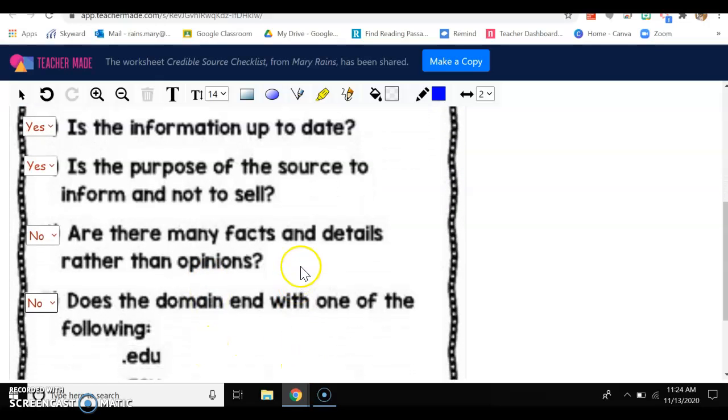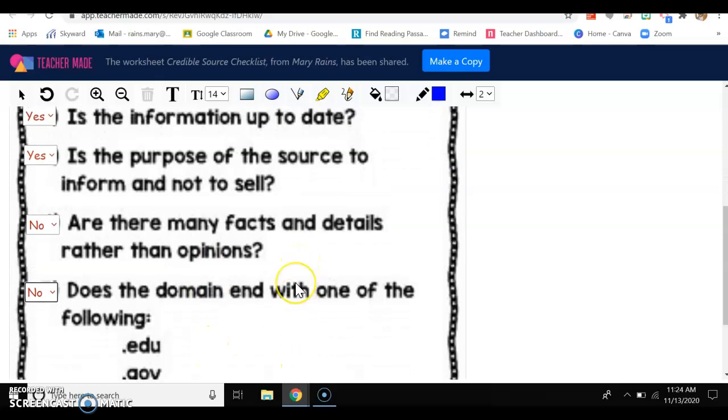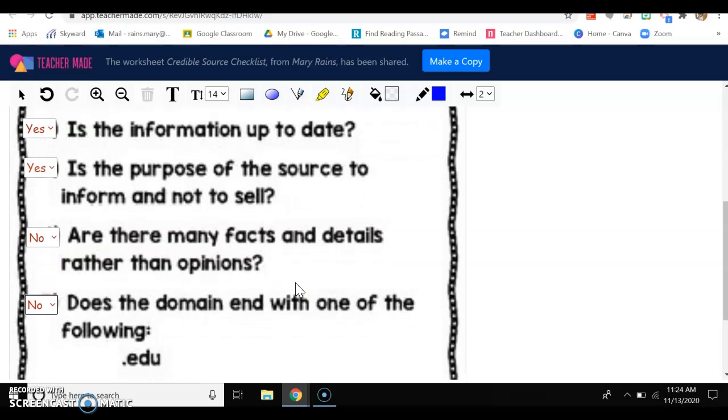So that's how you go through this checklist and find out if a source is credible or not. If you guys have any questions, please let me know and I will come around and help you.